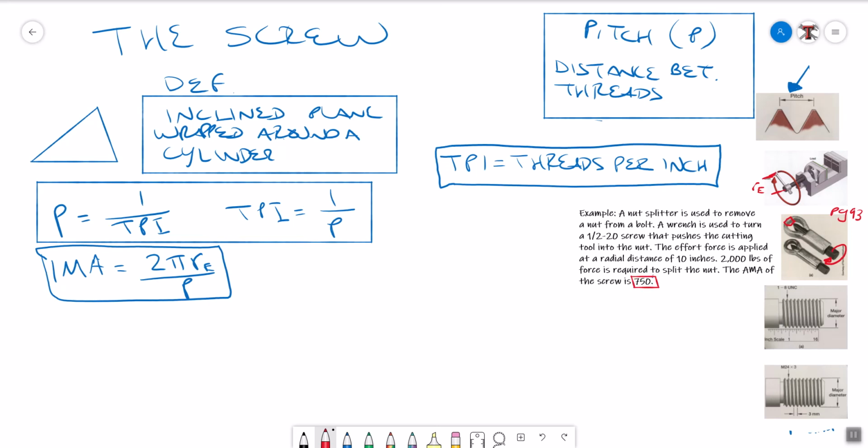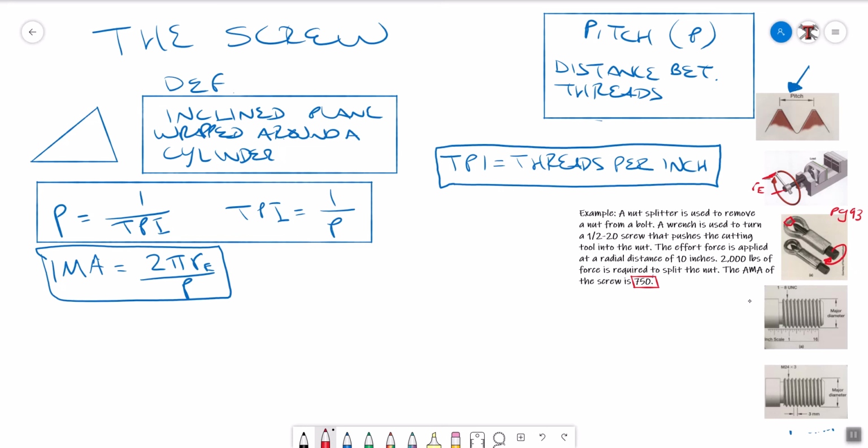Let me read the whole example. A nut splitter is used to remove a nut from a bolt. A wrench is used to turn a 1/2-20 screw that pushes the cutting tool into the nut. The effort force is applied at a radial distance of 10 inches. 2,000 pounds of force is required to split the nut. The AMA of the screw is 750.